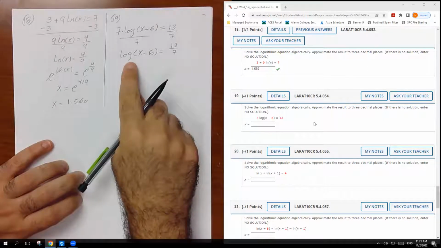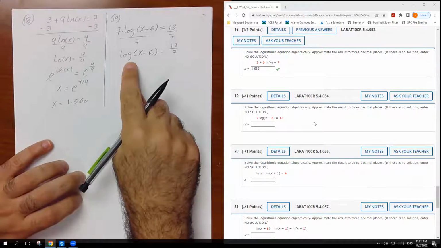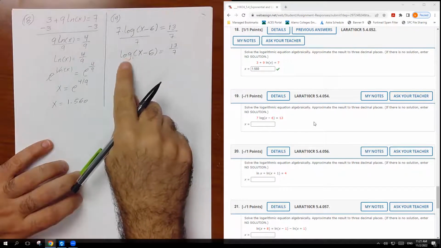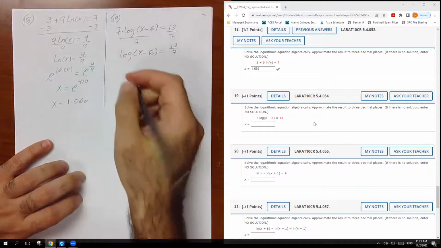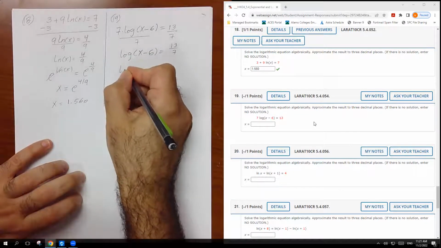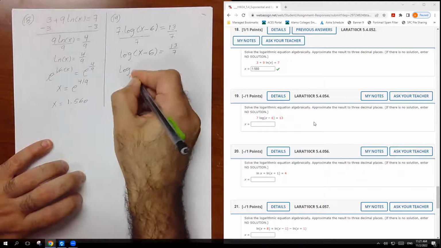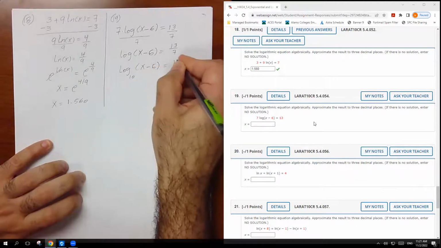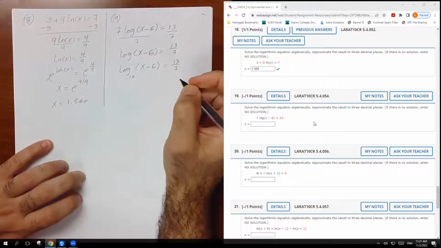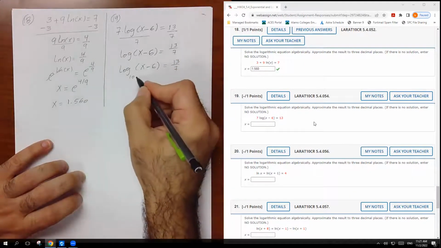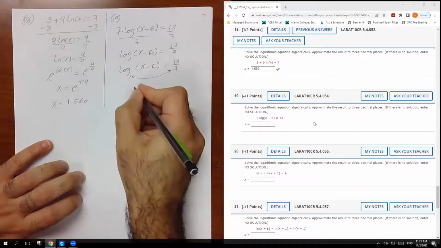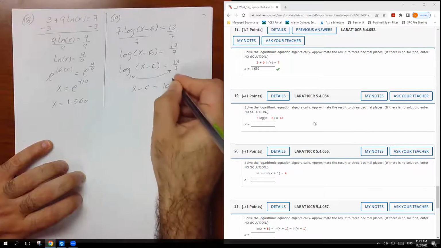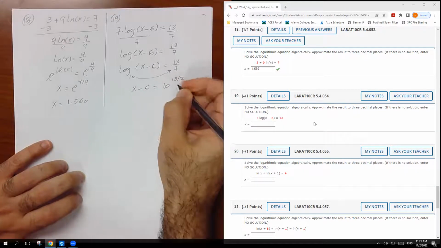So I can say the base is 10 and move the 10 to the other side, because this is a common log. So the base here is 10. So I'm going to say this is log to the base 10 of x minus 6 equal 13 over 7. And then convert to the exponential form. So I'm going to move the base to the other side, cancel the log. That means x minus 6 is going to be equal 10 to the power 13 over 7.